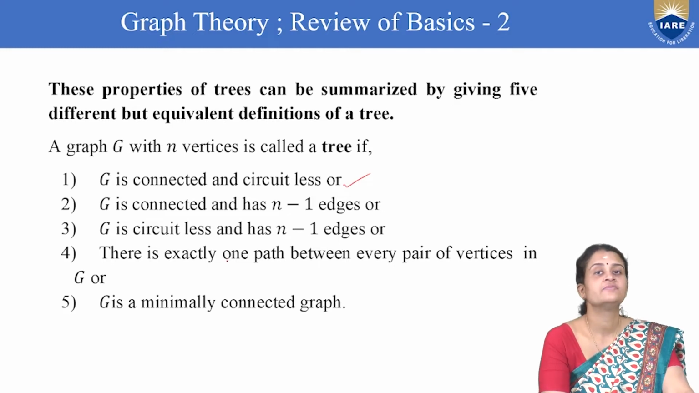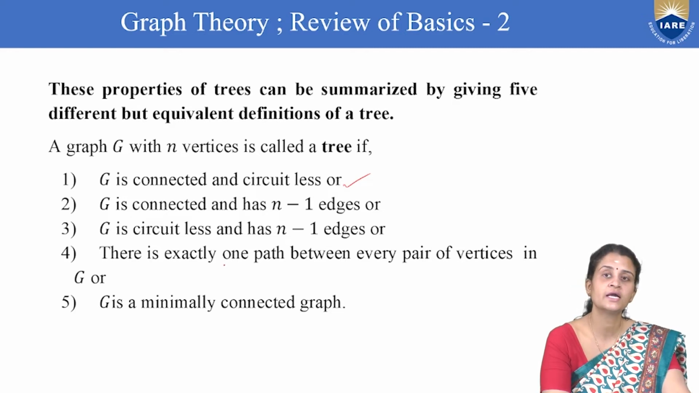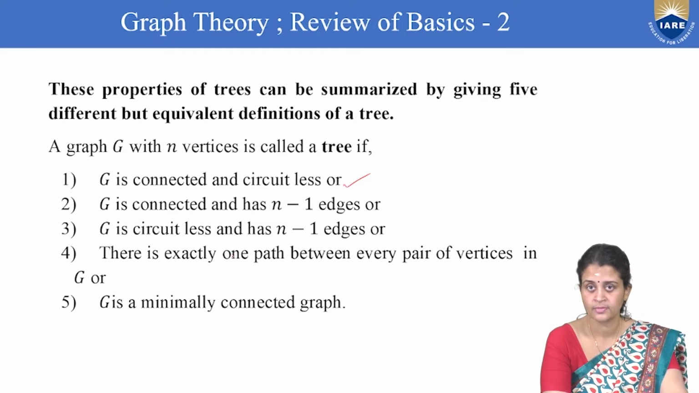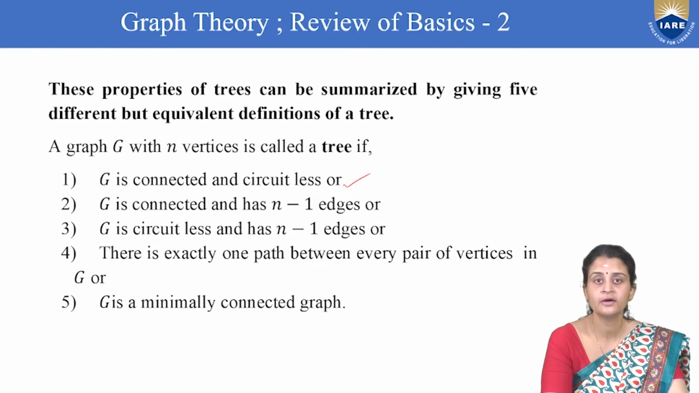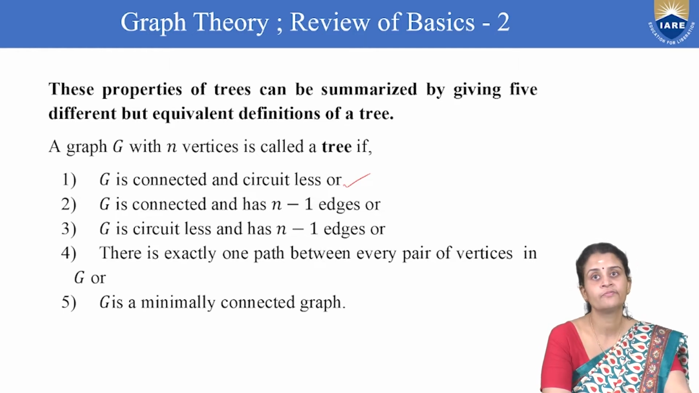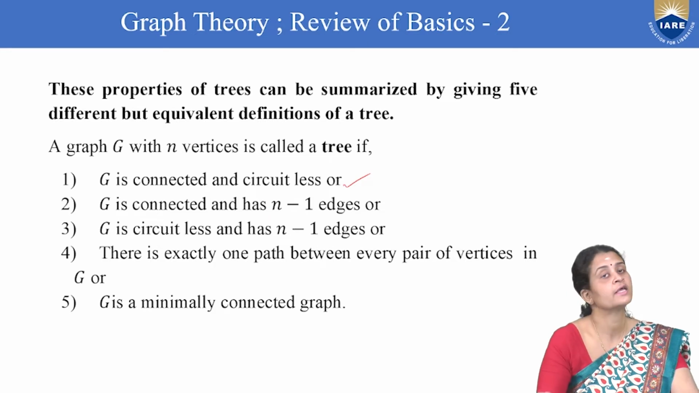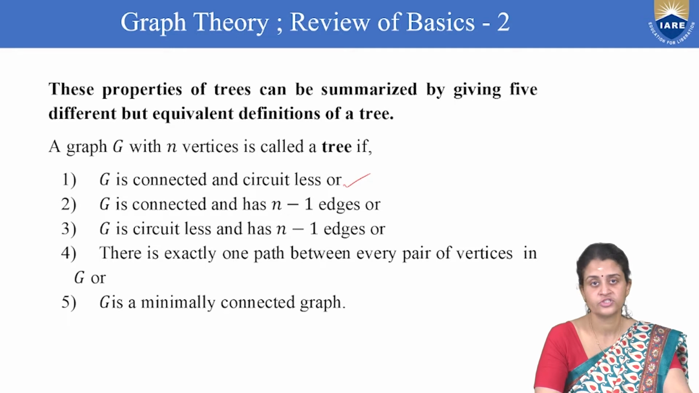Or else we can say that a graph G with n vertices is called a tree if G is a minimally connected graph. So these are the five different but equivalent definitions of a tree. If anyone says that G, a graph with n vertices, is a minimally connected graph, then it is a tree itself. We cannot say that only one definition is enough for a tree. These are all five equivalent but different definitions of a tree.